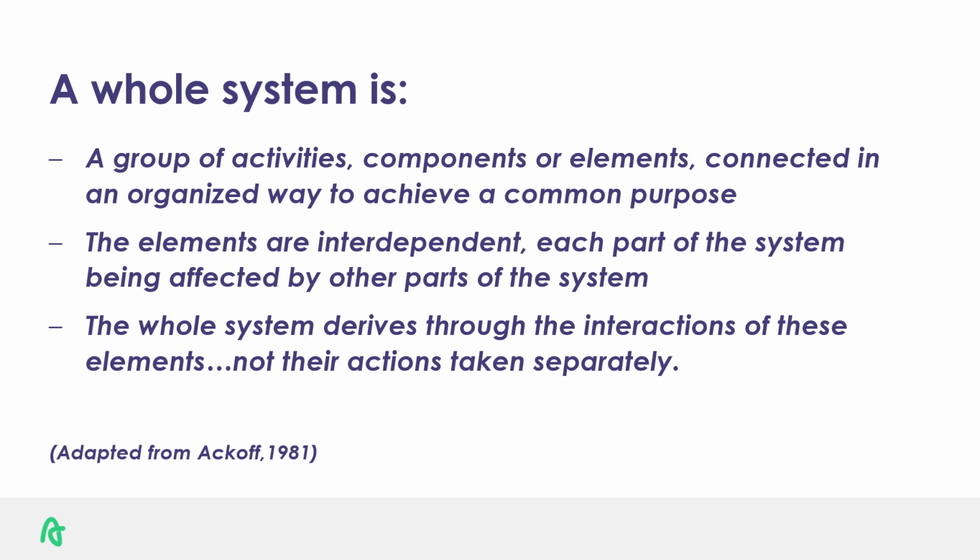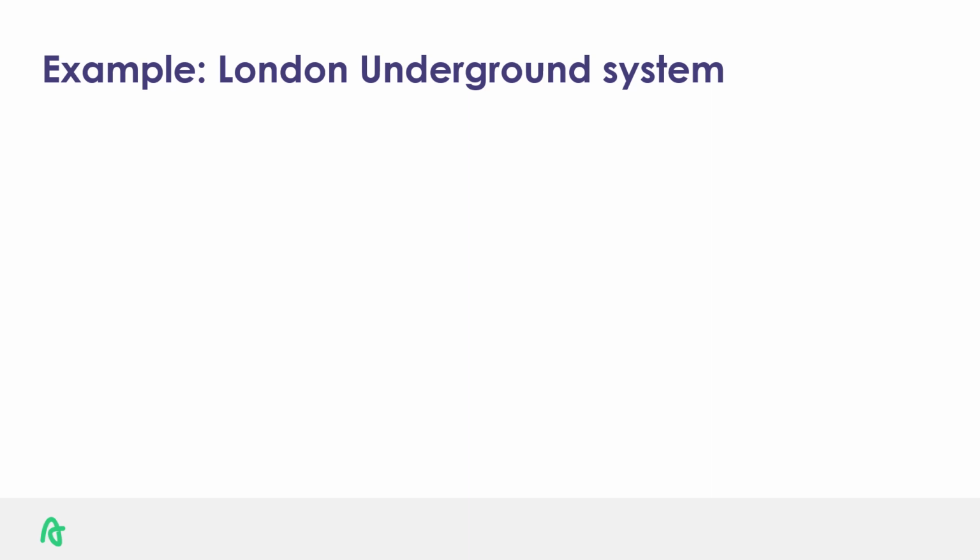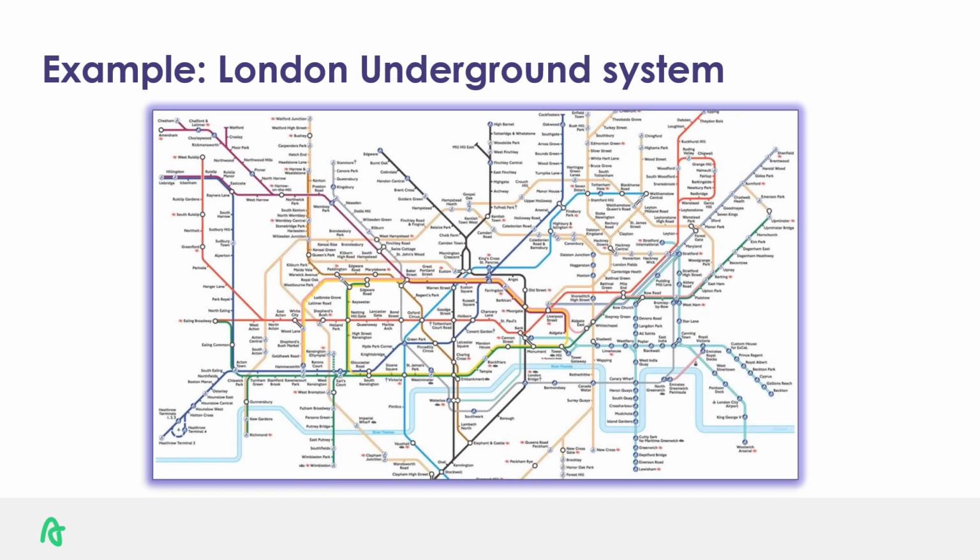So let's have a look at the London Underground tube system so that we can understand what this theory means in practice. Let's take the example of the London Underground tube system to show a complex network with an overall purpose of providing transportation. This whole system comprises 11 railway lines and 272 stations that serve Greater London and interconnect with each other in the centre of the town.